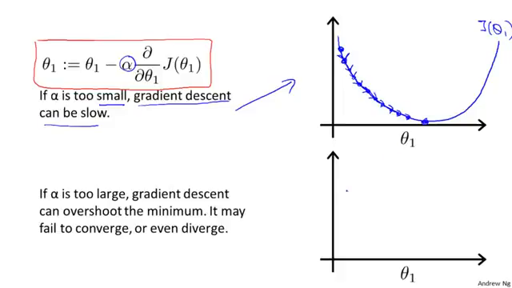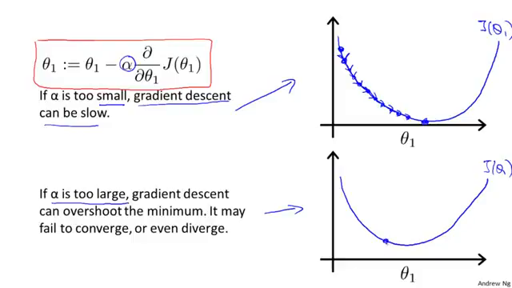Now, how about if alpha is too large? So here's my function J of theta. Turns out if alpha is too large, then gradient descent can overshoot the minimum and may even fail to converge or even diverge. So here's what I mean. Let's say I start off at theta there. It's actually pretty close to the minimum.